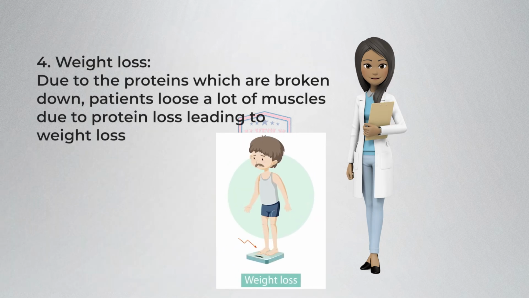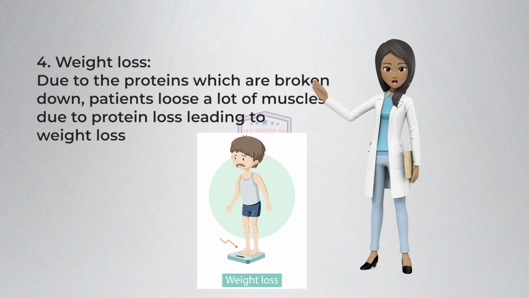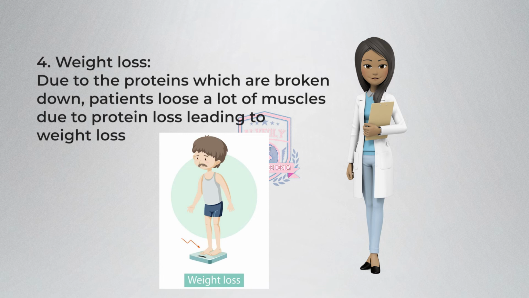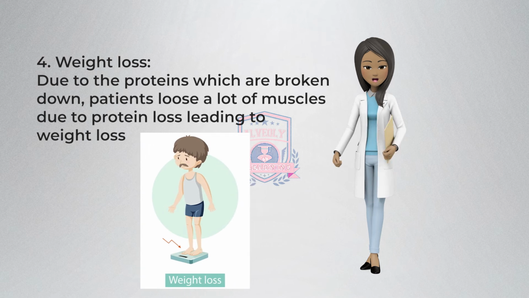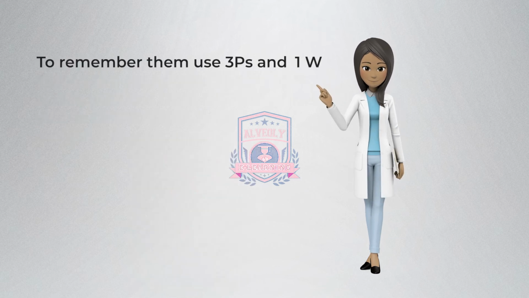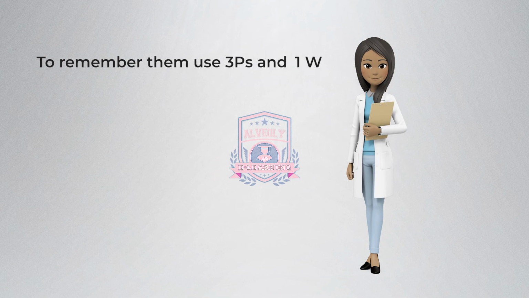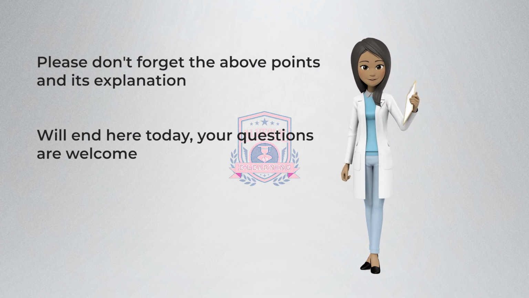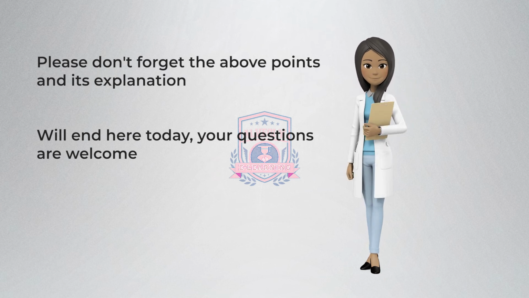4. Weight loss. Due to the proteins which are broken down, patients lose a lot of muscle due to protein loss, leading to weight loss. To remember them, use 3P and 1W. Please don't forget the above points and their explanation.